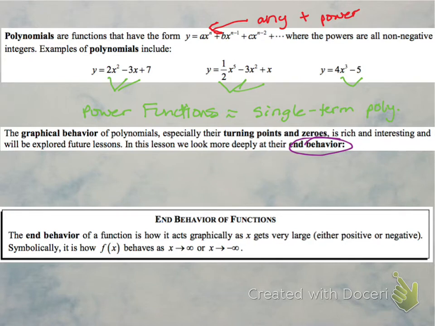So when we talk about this definition down here, the end behavior of a function is how it acts graphically as x gets very large, which is the positive, going on the right-hand side of the graph. The negative is on the left-hand side of the graph, right? So symbolically, it is how f of x, or the graph, behaves as x goes to infinity, which would be to the right, or x goes to negative infinity, which is on the left of the graph.